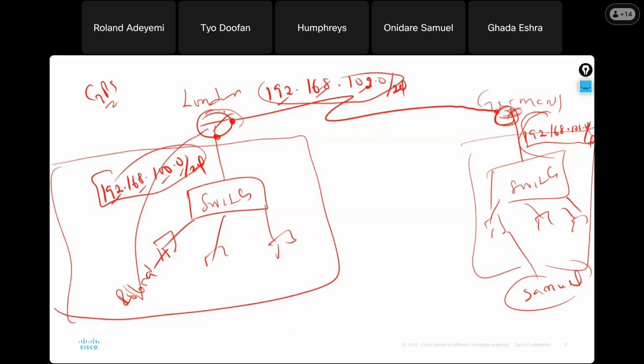So we need to find a way to tell the London router about that remote network. This is called a remote network. A remote network is a network that is not directly connected to that router. So we have to find a way to go to the London router and say, there is a remote network somewhere. In case you want to talk to that network, this is how we can get there.